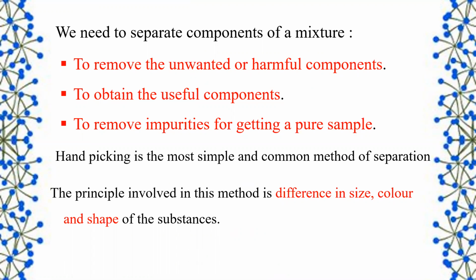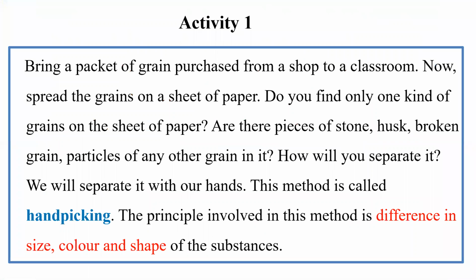Now the principle involved in this method is difference in size, color, and shape. We can see the size if it's small, and the color and shape of the substance. Suppose the size is the same, the color is red, and everything is the same. How can we identify? So that's why color, shape and size differences matter.